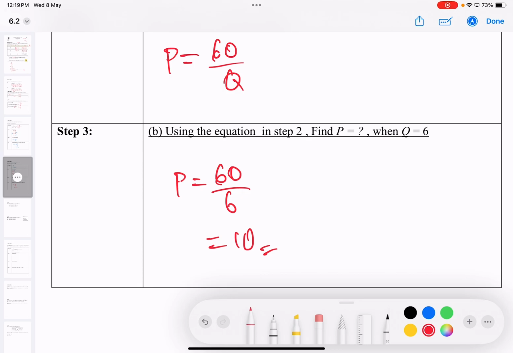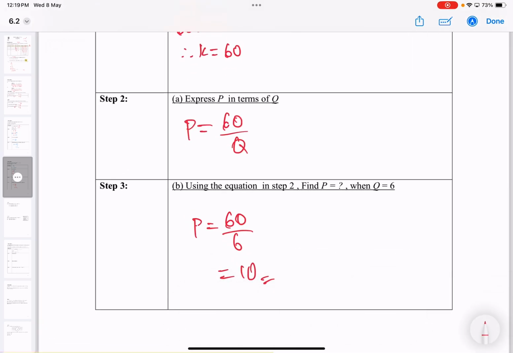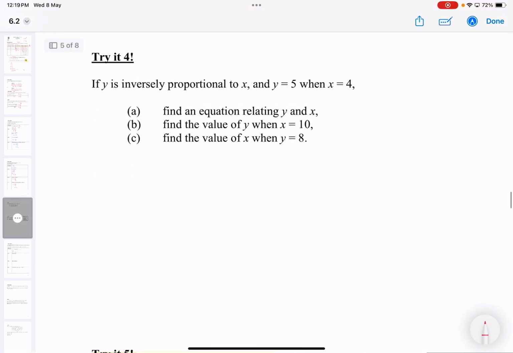Elvis, I'm here. I'm not at the back. Okay? So the answer is 10. Okay? Not too difficult, huh? Not too difficult. Okay? Priya? Are you still with us? Okay, come, try it for.